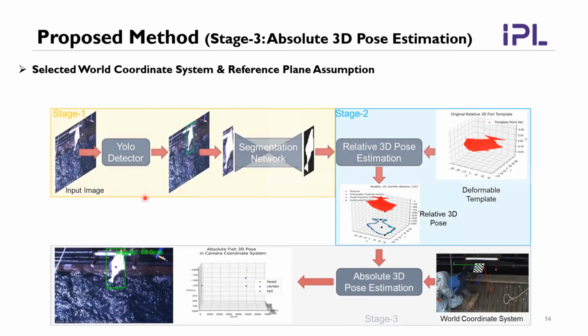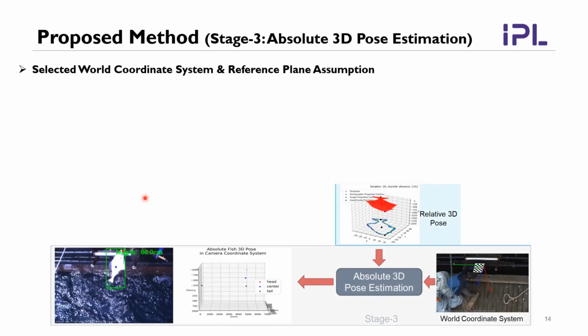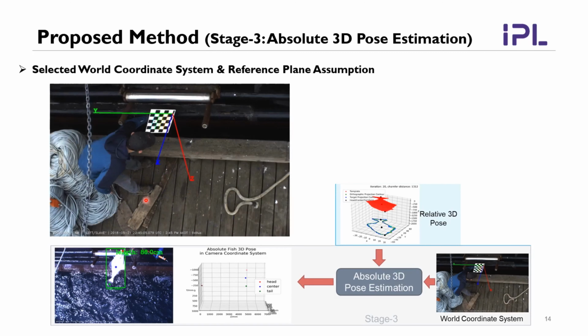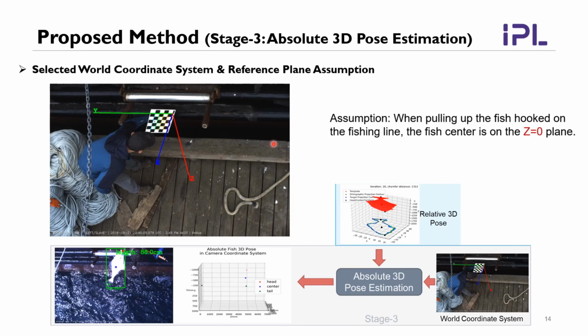Next, it's stage 3. As I mentioned before, because we only use one single camera, it's impossible to estimate absolute 3D pose without additional input. So in stage 3, using a checkerboard, we set up a world coordinate system shown in this figure. X, Y, and Z axis is the world coordinate system. We define Z equals 0 plane as our reference plane, and we assume when pulling up the fish hooked on the fishing line, the fish center is on this reference plane.